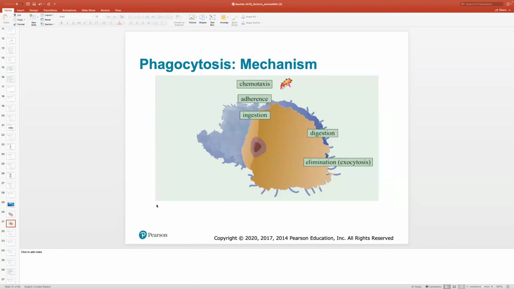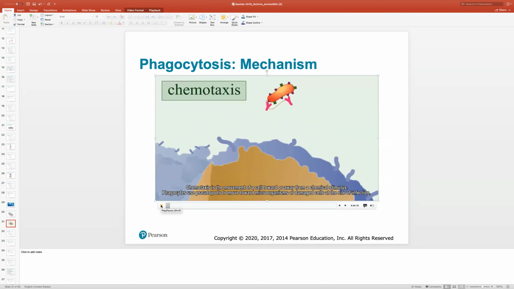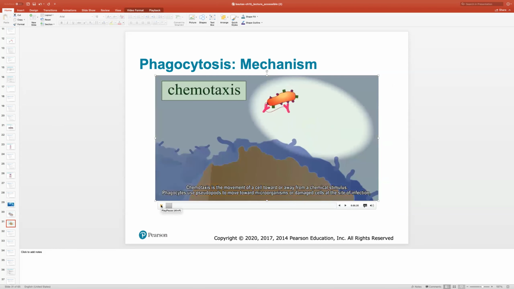These immune system cells include macrophages and neutrophils and are collectively called phagocytes. Now let's look at the mechanism. Chemotaxis is the movement of a cell toward or away from a chemical stimulus. Phagocytes use pseudopods to move toward microorganisms or damaged cells at the site of infection, often arriving only minutes after infection. Chemotactic chemicals that attract phagocytes include microbial products, components of damaged cells, chemicals released by other white blood cells, and peptides derived from the complement system.